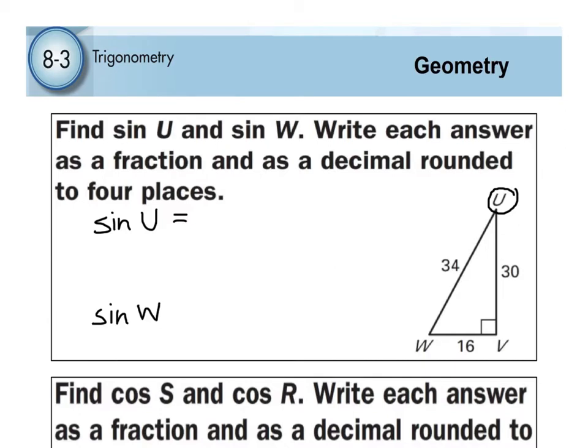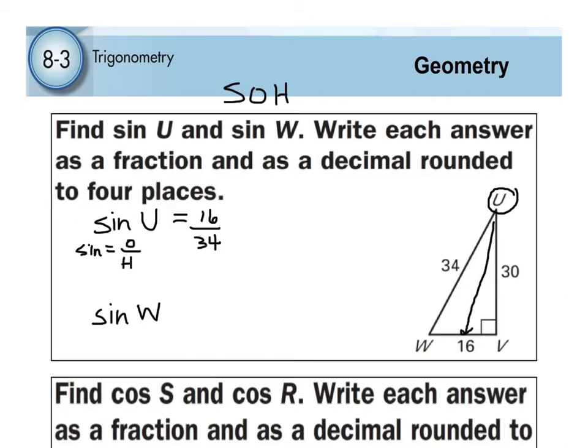Again, sine is opposite over hypotenuse. So the side opposite of angle U is 16. The side of the hypotenuse is 34. So this is opposite over hypotenuse. 16 divided by 34.